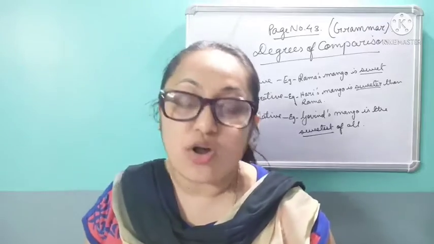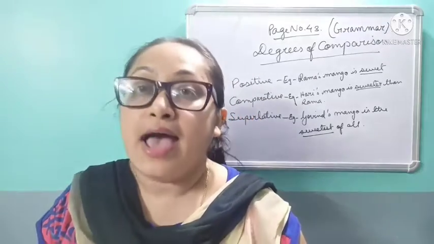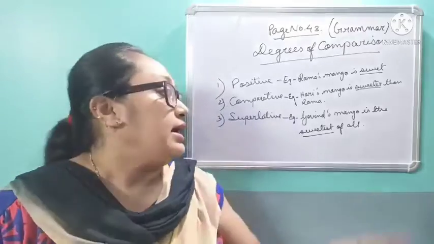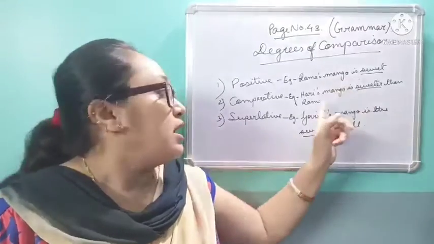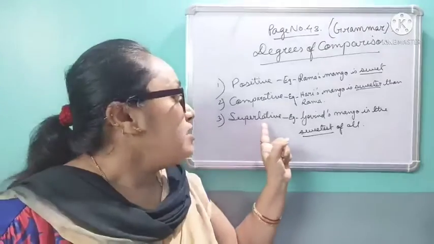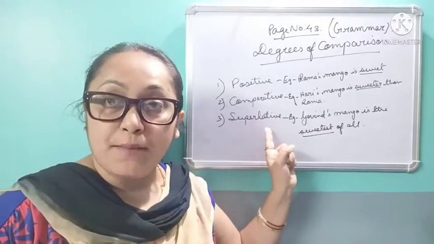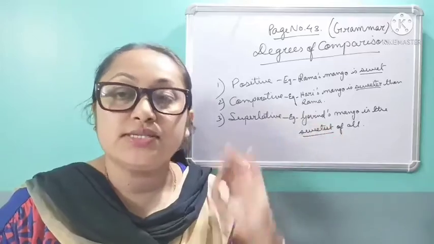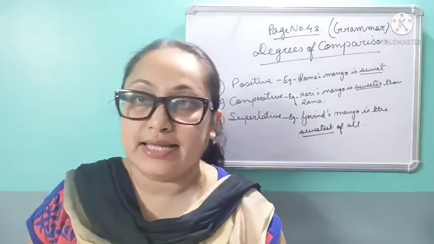Clear? So this is all about the comparison of adjectives. Now to conclude, the positive degree is the simplest form, the comparative degree is used to compare between two things, and the superlative degree is used to compare more than two things. Clear? So this is in the simplest sense.